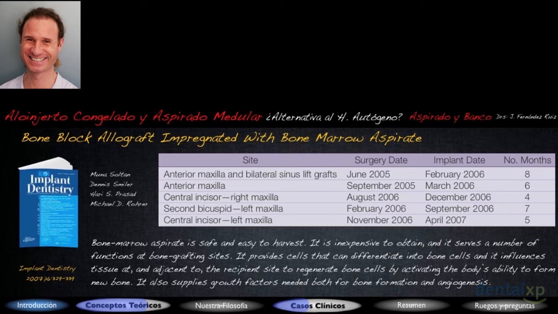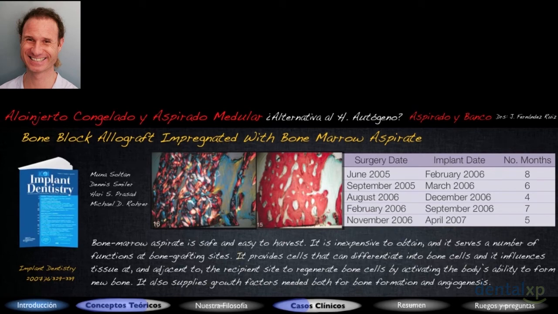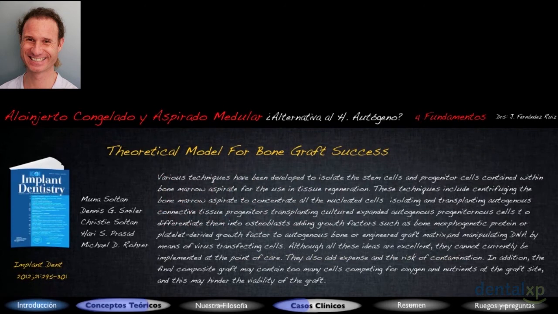So the theoretical model for bone graft success, by this paper by the same group of authors, I think is very crucial. And they explain how different techniques have developed to isolate the stem cells, and they analyze certain points that are questionable. The question is if the quantity of the bone marrow aspirated from a given donor site increases the number of stem cells and progenitor cells available for use in bone grafting.